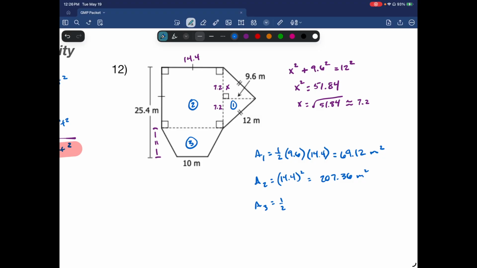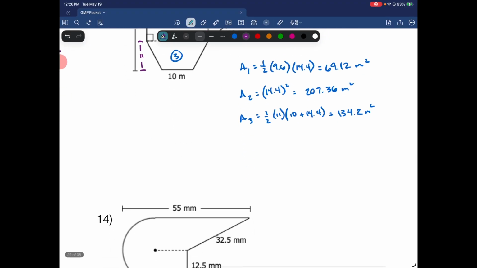My height is 11, and the sum of the bases is 10 plus 14.4, that's going to give me 134.2 meters squared. And of course, I'm going to add those up, and my total area is going to be 410.68 meters squared.